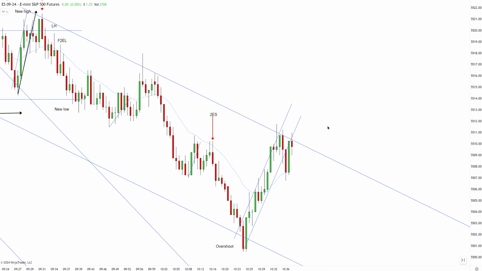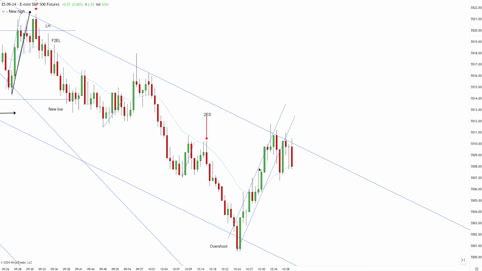Break, I was expecting a new high. That doesn't mean I'm thinking to go long. Of course, I cannot go long. This is a strong downtrend day. But I cannot sell because what if this uptrend is going to get the new high?